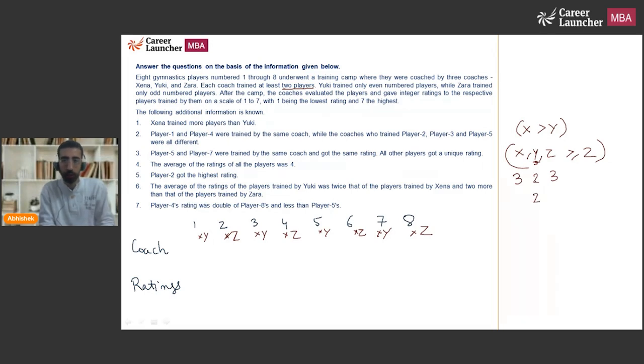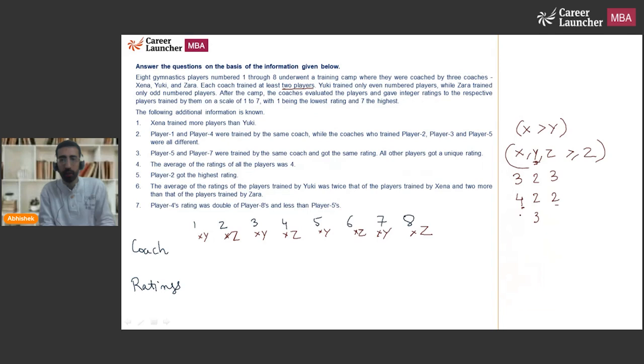Obviously, it is also possible that Y trained 2, X trained 4, and Z would have trained 2, 8 players in total. Yeah, with Y as 2, X can either be 3 or X can be 4. Z automatically comes out. X can't be 5 now because 2 plus 5 is 7, and then Z would only be left with 1 player, so that doesn't work out.